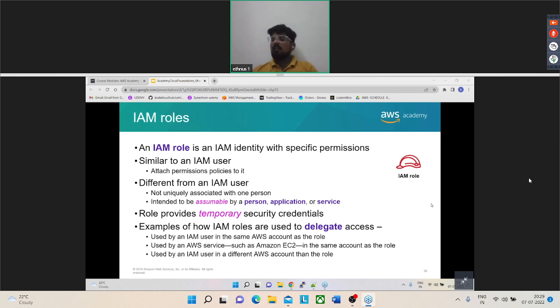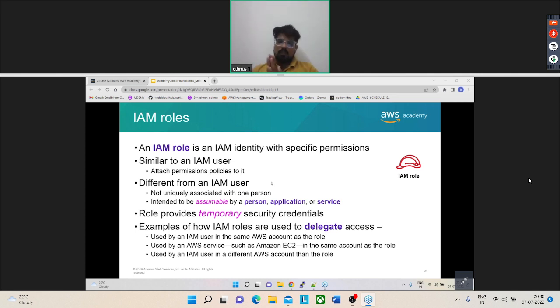Yes, to connect different AWS resources, Ashwani. Okay, so you understood. Now let's check out some more things. Though it is similar to an IAM user, it is not exactly similar. Some differences are also there. First, a role is not uniquely associated with one person. Second, it is intended to be assumable by a person, application, or service.